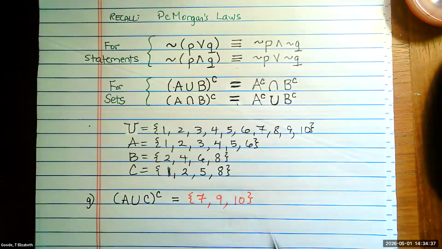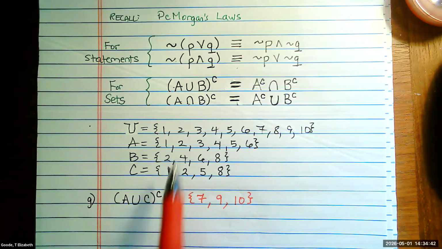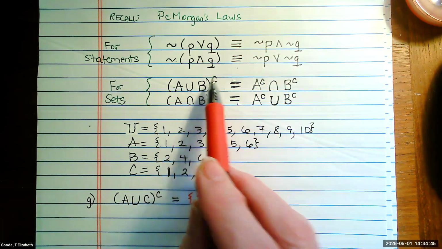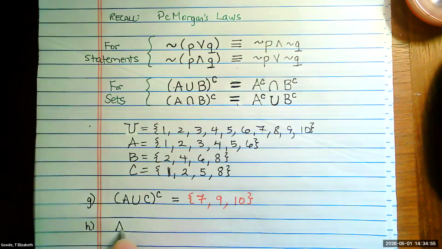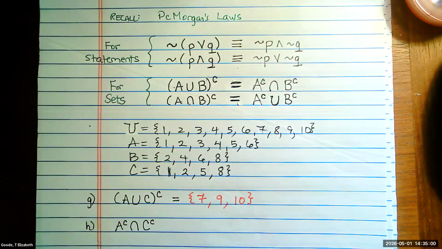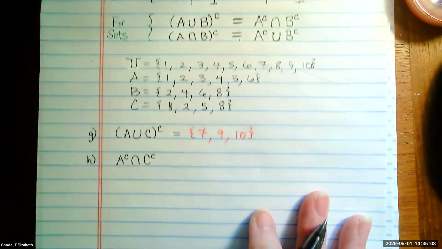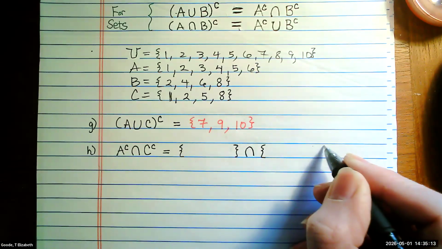The work is on the other page. But according to De Morgan's laws, A union C complement should be A complement intersect C complement. Do you see that? So let's actually find A complement intersect C complement and see if it turns out to be the same set. First we'll find A complement, and then we'll intersect that with C complement.